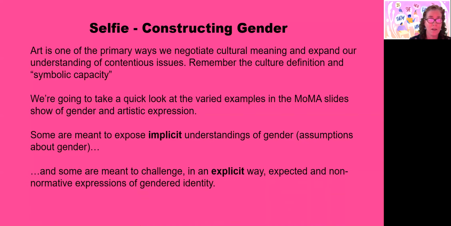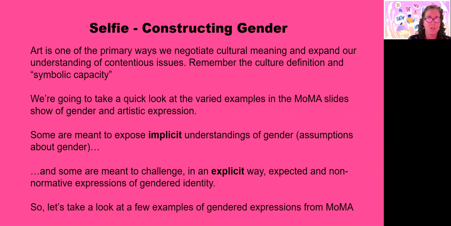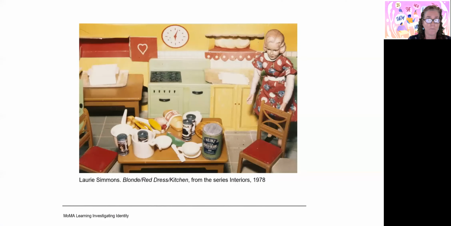Other than implicit understandings that we pick up along our enculturation process, there are some things that are explicitly laid out, and there are ways that art can actually explicitly challenge normative ideas of gender. And MoMA has put together a really nice collection for us to do that. So let's go ahead and take a look at some of them.